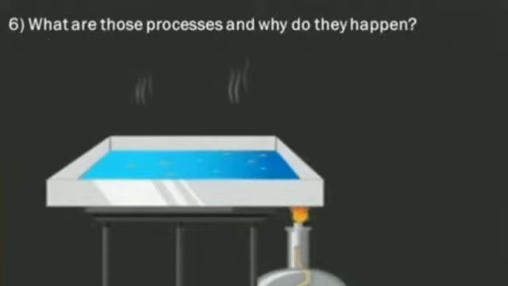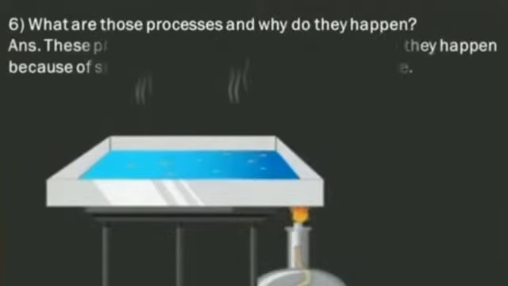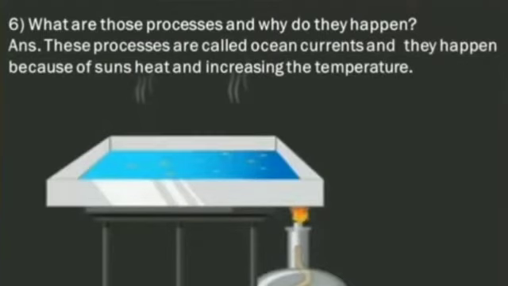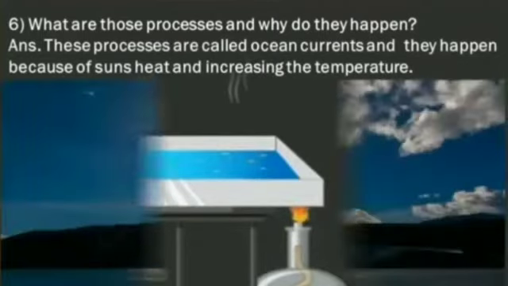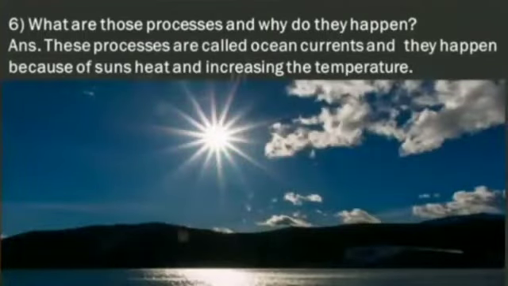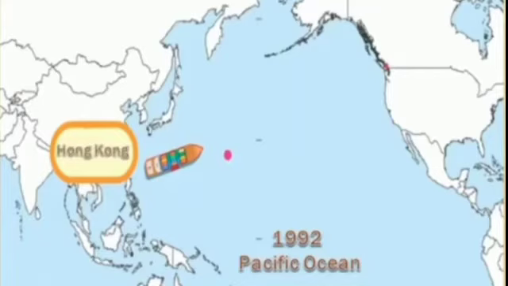Next question is, what are those processes and why do they happen? These processes are called ocean currents and they happen because of the sun's heat and the increasing temperature.